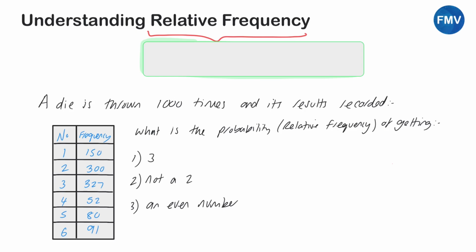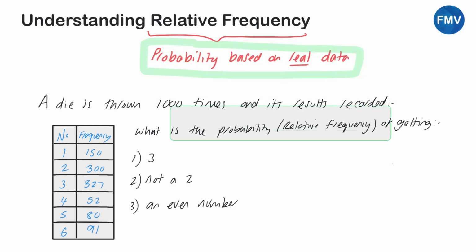So relative frequency, very simply, is probability that is based upon real data. It's actually based upon data that has already happened. So let's have a look at this example here.